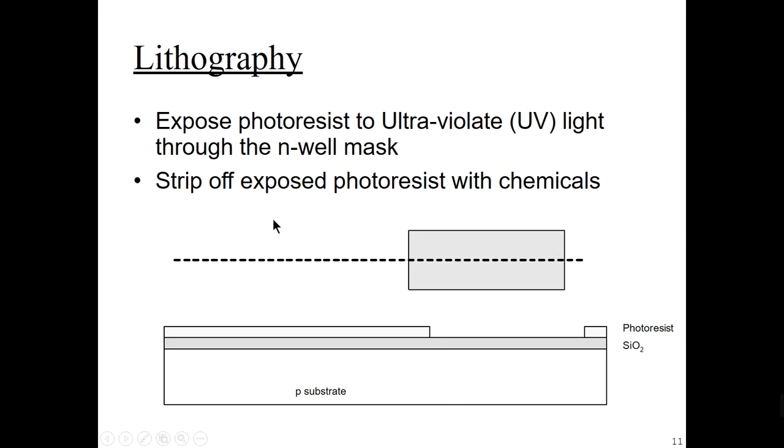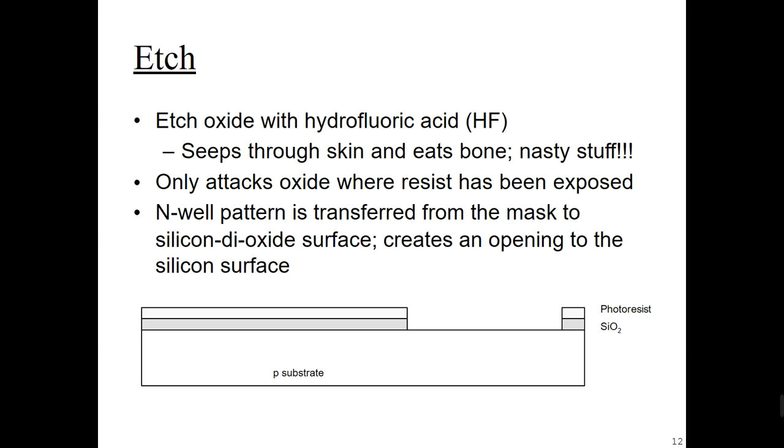Coming to the strip of exposed photoresist with chemicals. Any excess photoresist layer that is there should be removed with the help of some chemicals, such as hydrofluoric acid, which will be discussed in the next slide. And see here, that is nothing but etching. Etching means etching the oxide with hydrofluoric acid, which only attacks oxide where the resist has been exposed. So the N-well pattern is transferred from the mask to the silicon dioxide surface, creating an opening to the silicon surface.